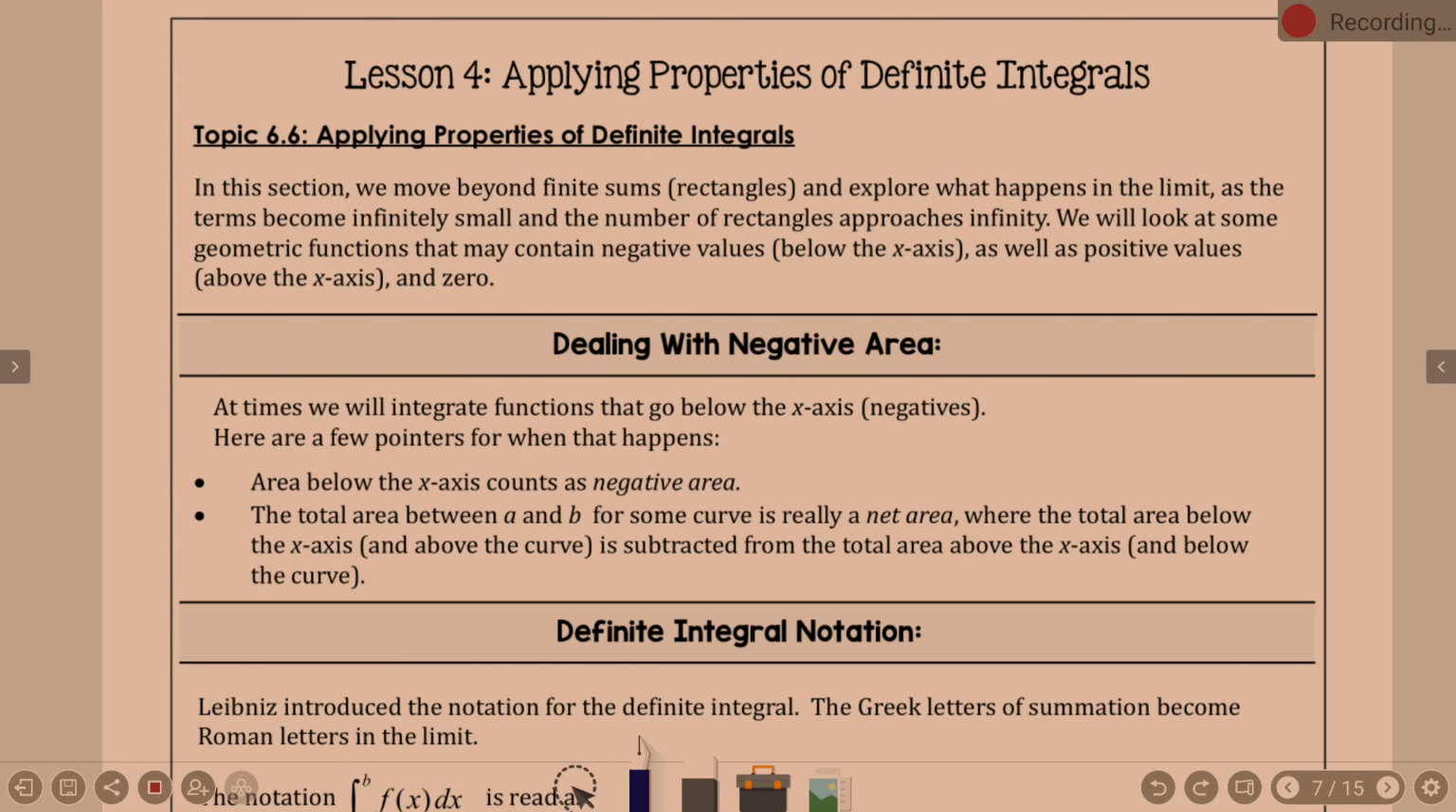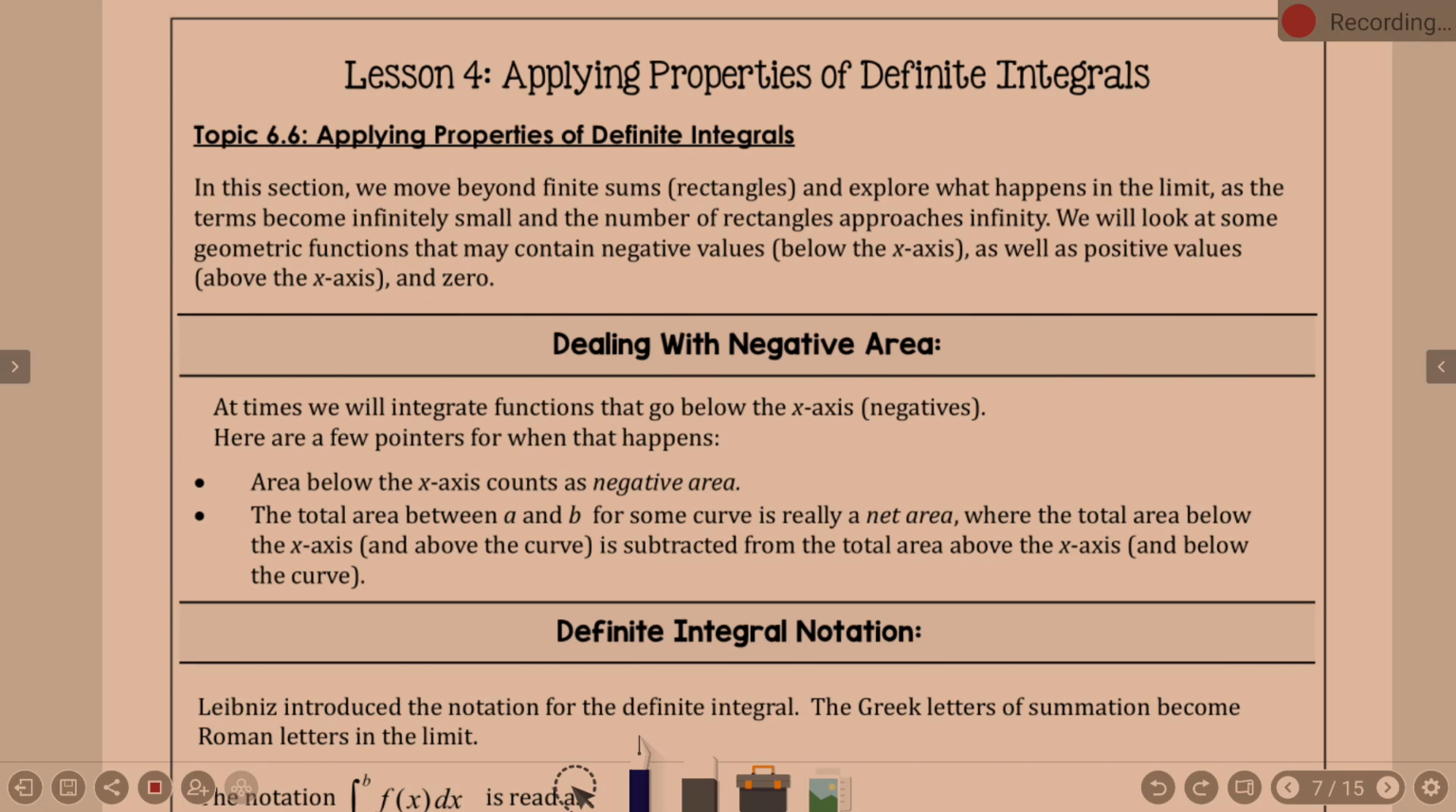Okay. Lesson 4. We are looking at properties of definite integrals. So we move beyond finite sums, in other words, the adding of the rectangles, and explore what happens in the limit. As the terms become infinitely small and the number of rectangles approach infinity, we'll look at some geometric functions that may contain negative values below the x-axis as well as positive values above the x-axis and 0. So we've already talked a little bit about dealing with negative area. We're doing that more.